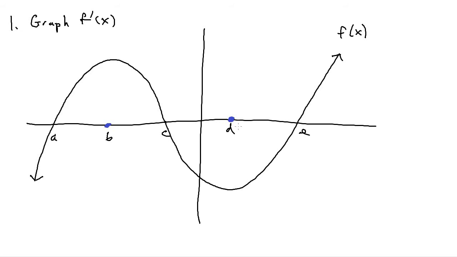And next I look for the increasing and decreasing intervals. So let's say from point A to point B, the graph of f is increasing, which means the derivative has to be above the x-axis. And the slope is slowly getting closer and closer to 0, which means that the derivative will also slowly get closer to 0. So we're above the x-axis and slowly getting closer to 0. So that's what from point A to point B will look like.